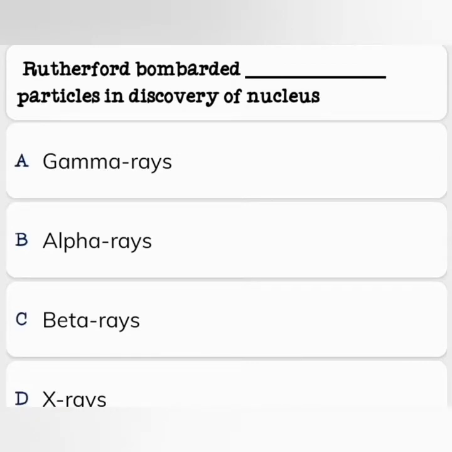Rutherford bombarded particles in discovery of nucleus. A. Gamma rays, B. Alpha rays, C. Beta rays, D. X rays. Right options, आप अपने comment section में लिखें। Yeah, so the right option is B.